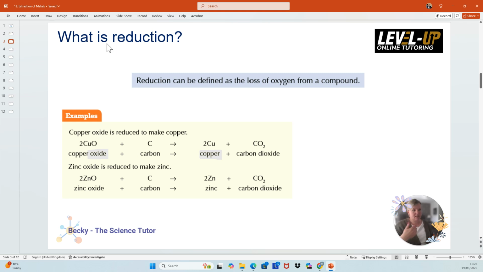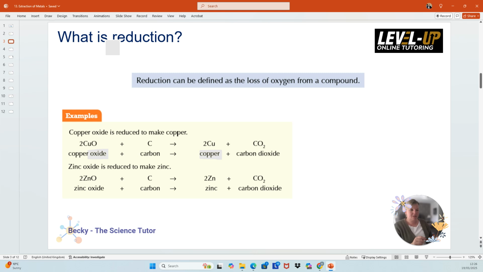And so this is where the reactivity series comes into play again, and we'll look at this in a second. Now if carbon is more reactive than the metal it is bonded to, what will happen is that the carbon will remove the oxygen from the compound, and therefore we're going to get left with copper on its own.